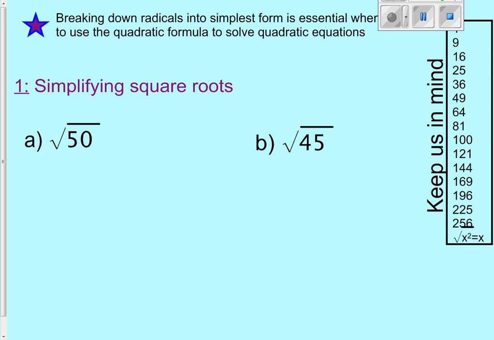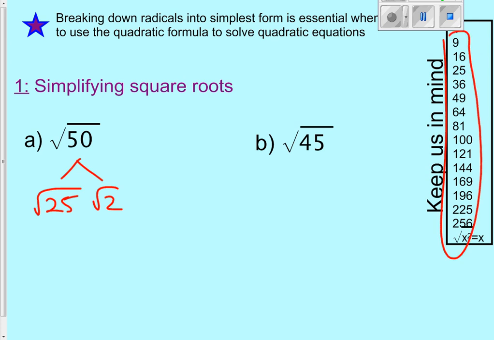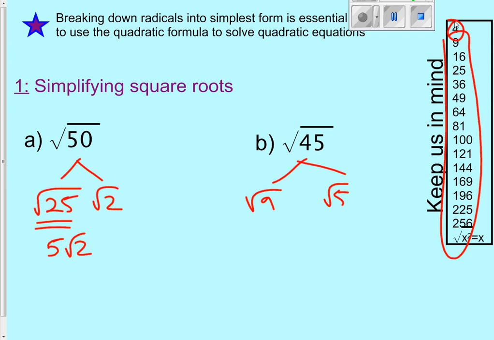By simplifying the square roots, I'm going to break this apart into two numbers where one of them is the biggest perfect square that I can come up with. So 25 and 2: 25 is a perfect square. So simplified, that's just going to be 5 square root of 2. Square root of 45: I want to split this into 9 and 5. 9 is the biggest factor. It's also a perfect square. Also, I forgot to include 4. So simplified, that will be 3 square root of 5.